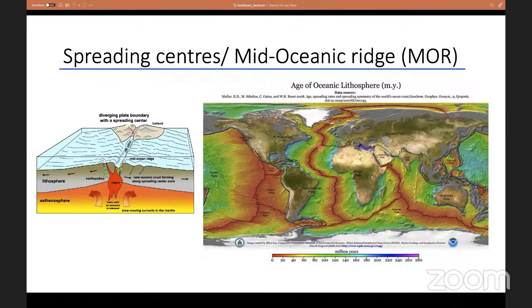Another key feature about the mid-oceanic ridge is, as I mentioned, that it is producing fresh rock. It also turns out to be the youngest part of the oceanic crust, while as you move away from the mid-oceanic ridge, you encounter progressively older crust.